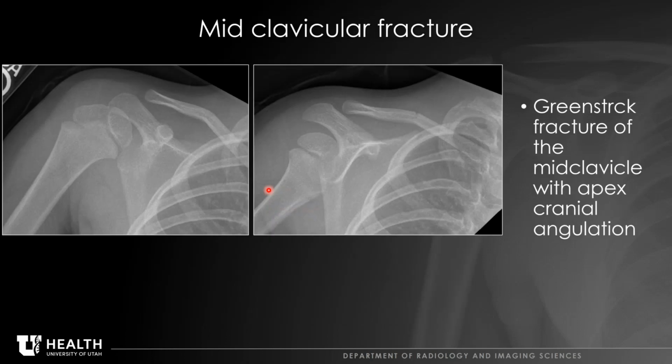And then here is a mid-clavicle fracture. So this is a Greenstick fracture of the mid-clavicle. It shows this apex cranial angulation. Here's the convex marginal fracture with a fracture line. Actually, this is a complete fracture. I'm never calling it Greenstick because there's fracture right there. This is a complete fracture of the mid-clavicle with apex cranial angulation.